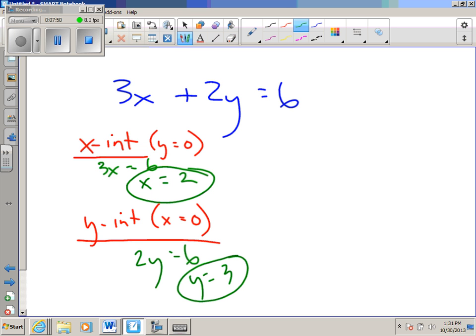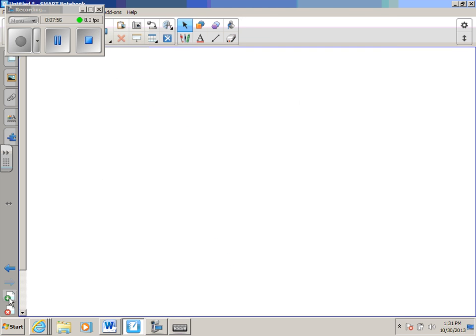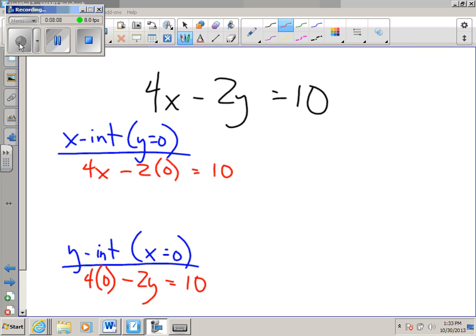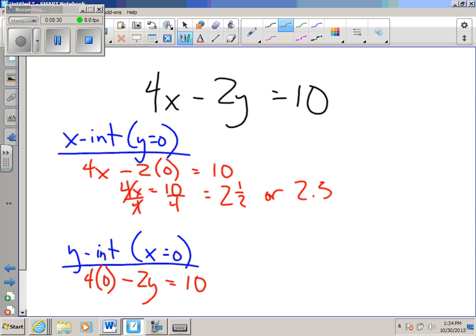How about number 2 on the bottom of page 225? Try this one. A little bit more complex of an equation, but definitely not out of the realm of what you can do. That's 2y equals 10. Same thing. Okay, set up for the first one. I already plugged in the 0 for y. So 4x is equal to 10. Divide both sides by 4. X equals 10 over 4. What is 10 over 4? 2.5, right? Or if you wanted to go decimal on me and say 2.5, that's fine.